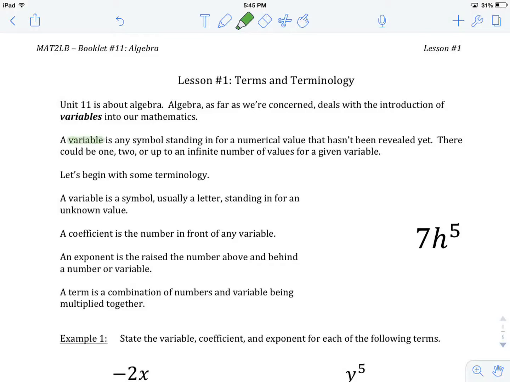And typically when we're talking about variables in math, we put a letter in there. And that's what we're going to be using a lot of in the course of this unit. Our variables are going to be letters, anything from A all the way up to Z. So let's start with some terminology.